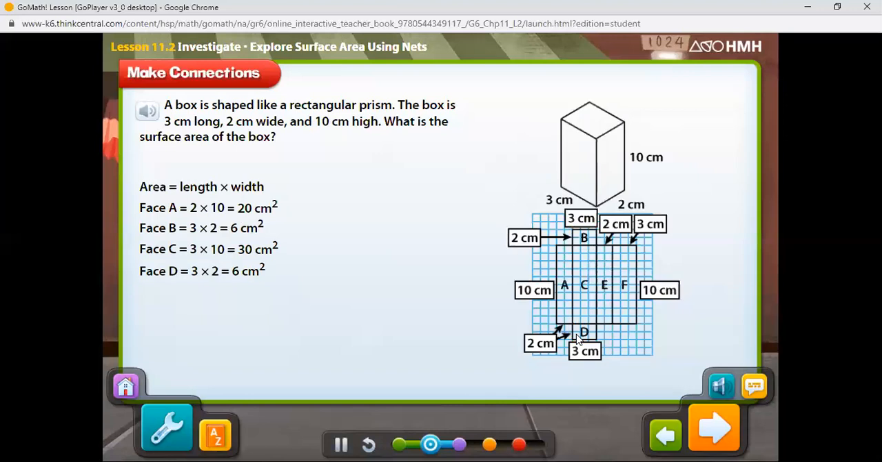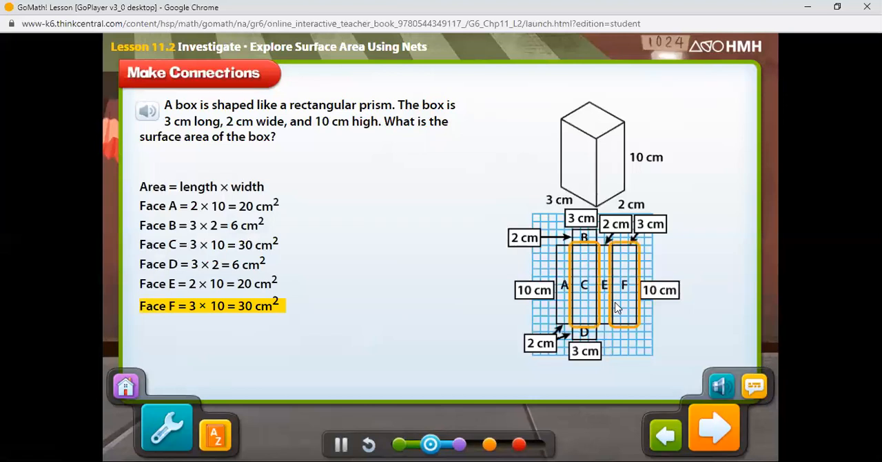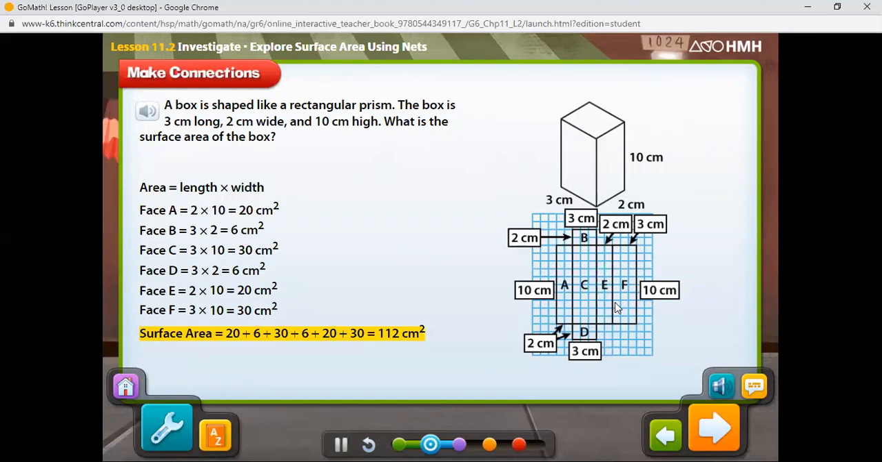Find the area of face E. Face E is the same as face A, so face E is also 20 square centimeters. What's the area of face F? Face F is the same as face C, so face F is also 30 square centimeters. The last step is to add all the areas. So the surface area of the rectangular prism is 112 square centimeters.